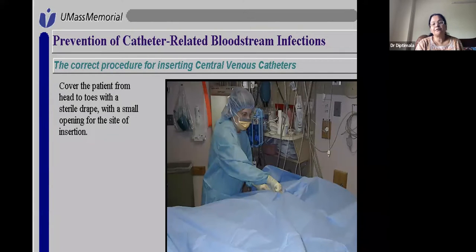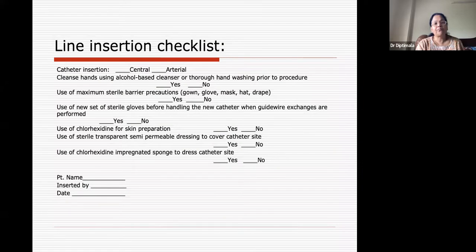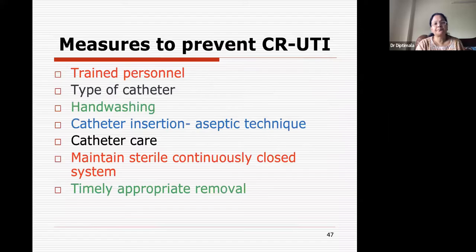And when you are inserting the central line, if you are not following it, please make it a point after this presentation. The patient has to be draped with a sterile sheet from head to toe. This is the line insertion checklist.